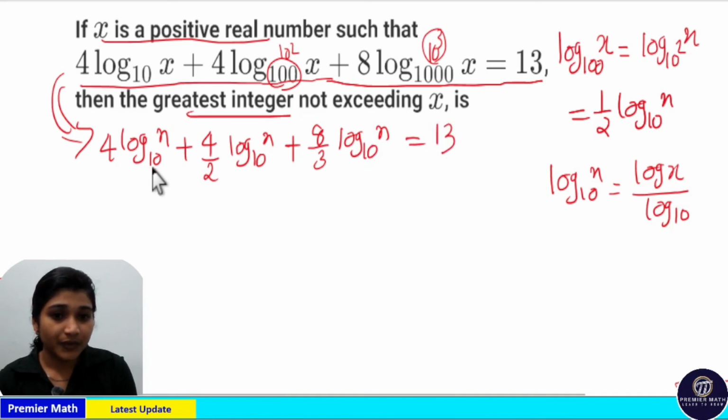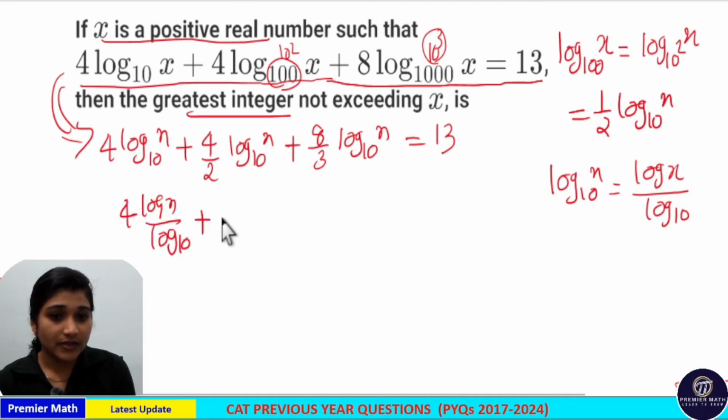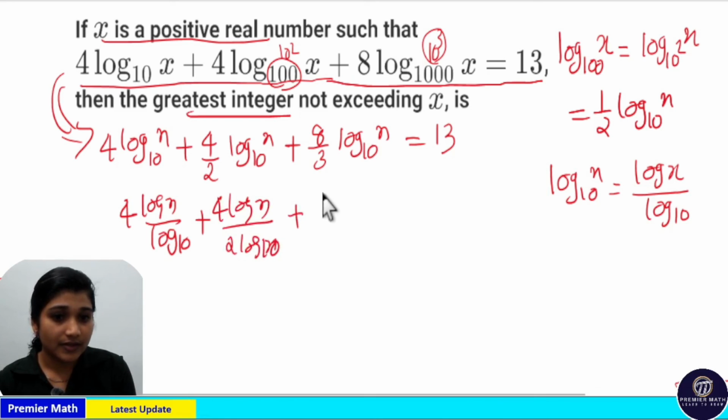Now write log x to the base 10 in the form of log x by log 10. So 4 into log x by log 10 plus 4 log x by 2 log 10 plus 8 log x by 3 log 10 equal to 13.